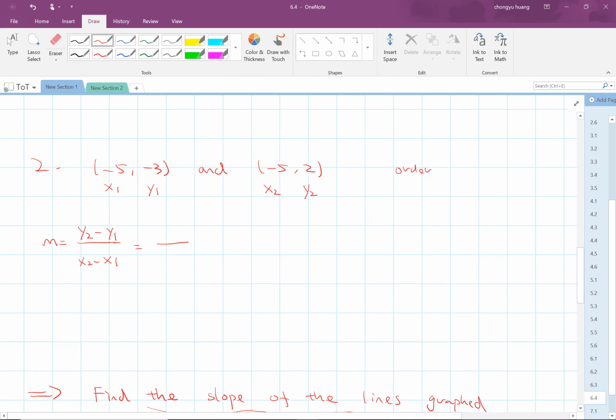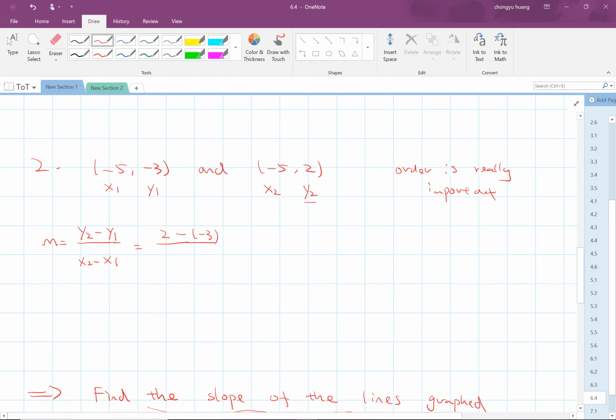Order is really important. You just plug in the numbers in order, because if you don't plug in order, then you will get a wrong answer. So what we have is y2 is 2 over here, and then we have minus y1, which is -3. You write it down exactly as the notation says.